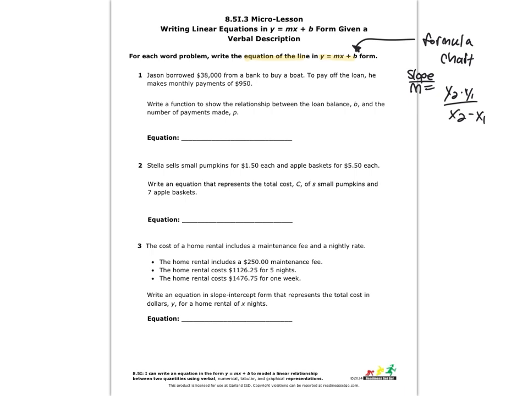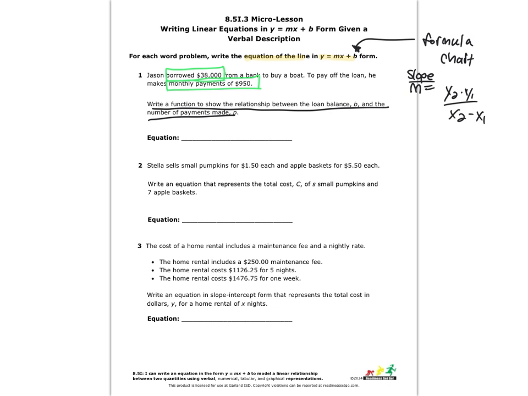Let's look at number 1. Jason borrowed $38,000 from a bank to buy a boat. To pay off the loan, he makes monthly payments of $950. Write a function to show the relationship between the loan balance B and the number of payments made, P. All right, reading through this, I don't see a lot of academic vocabulary in here, but I do see some important information. He borrowed $38,000, and he's making monthly payments of $950.